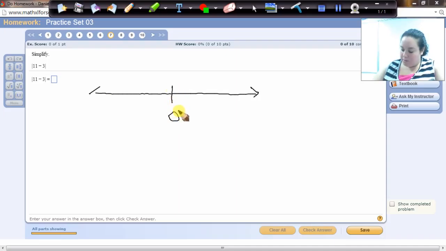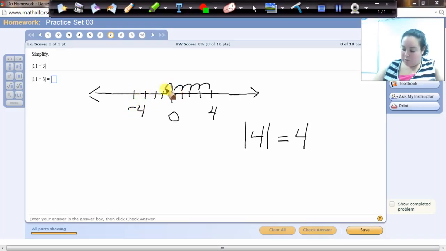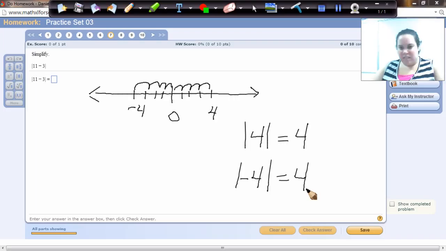So let's think about a number line real quick. Okay, and so let's say we have 1, 2, 3, 4. 4 is 4 spaces from 0. 1, 2, 3, 4. So the absolute value of the number 4 is 4, because it's 4 away from 0. And the same thing with negative 4, right? Negative 4 is also 4 spaces away from 0. So the absolute value of negative 4 is also 4. Okay? Distance doesn't have direction, right?